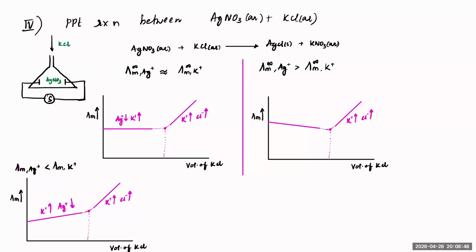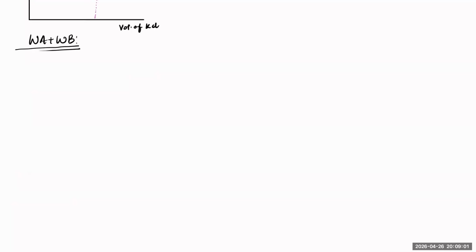Done. Next, notice weak acid and weak base. In case you have a weak acid and a weak base, what will happen? For the case of weak acid and weak base, let me show you which of them are weak acid and weak base, like CH3COOH plus NH4OH. Got it?